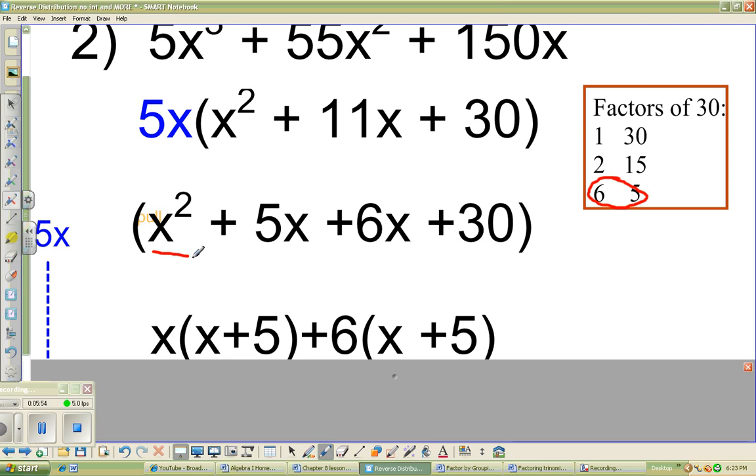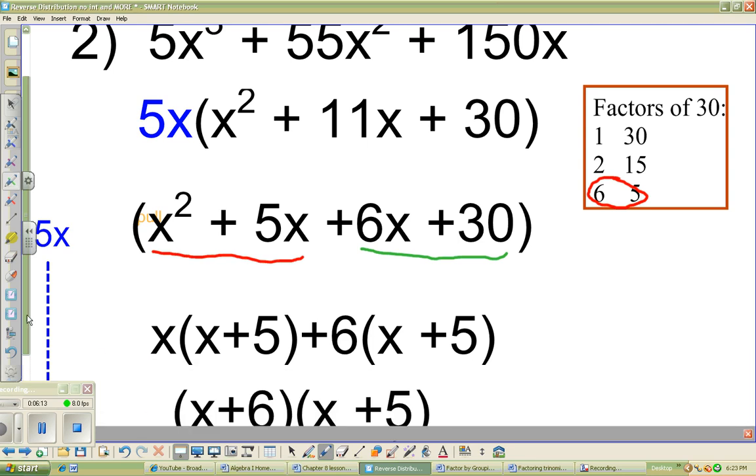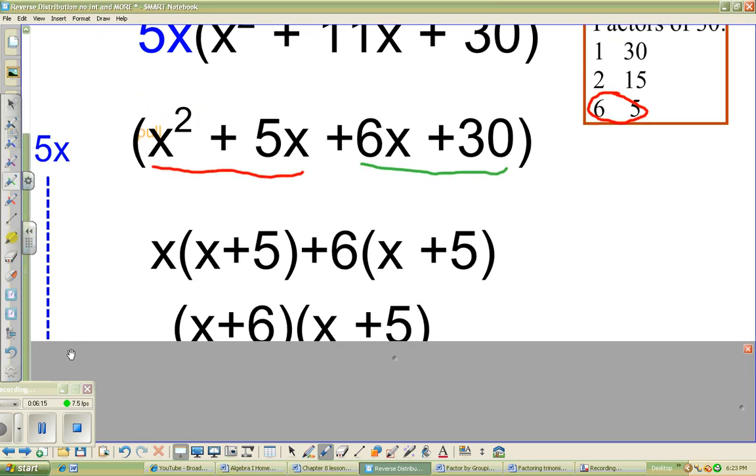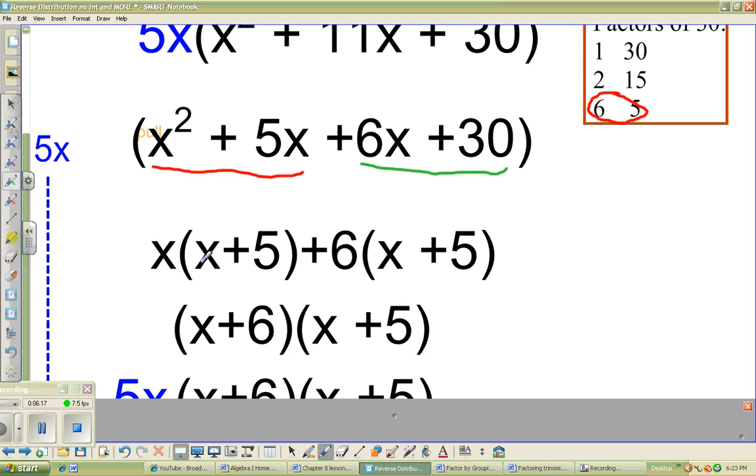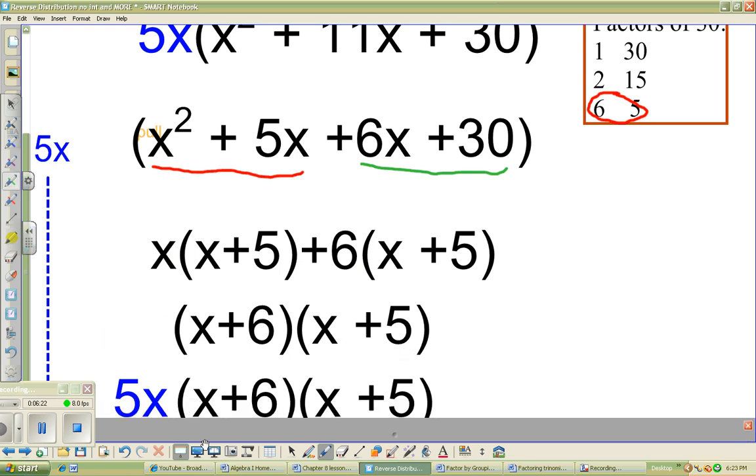The x squared plus 5x, we factor out the x, which leaves us with x plus 5. Then we factor out the second two terms, and we can pull out a 6 from both. 6 times x plus 5 is the same thing. Now we're ready to pull together the x and the 6 that were distributed on x plus 5. But whoops, don't forget about our 5x that we started with.